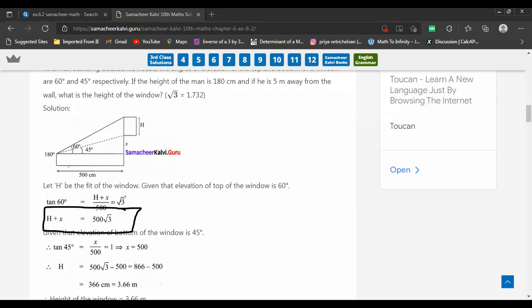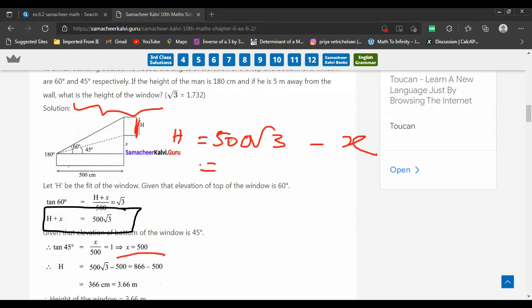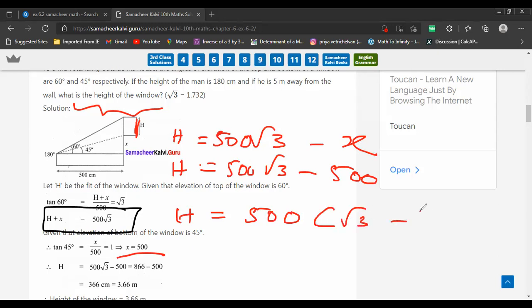You need to find the value of h, isn't it? They are asking about the height of the window. They are asking only about this height. So for finding the height, you can say h is equal to 500 root 3 minus x. And we know the value of x. What is x? x is 500. So it's 500 root 3 minus 500. So h is equal to, take the 500 as common, it will be root 3 minus 1.